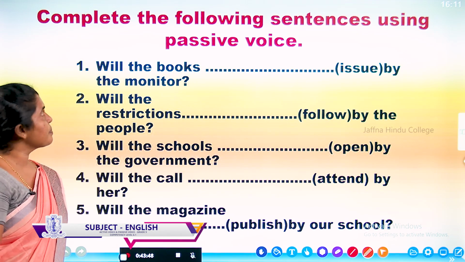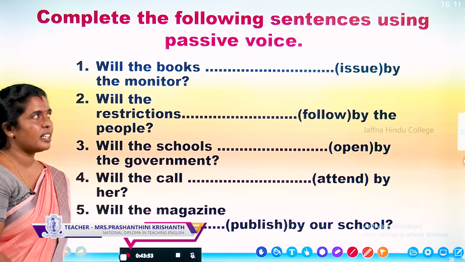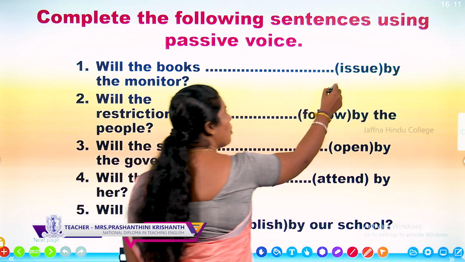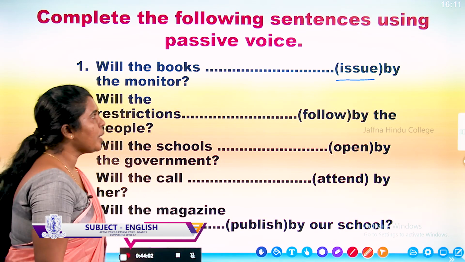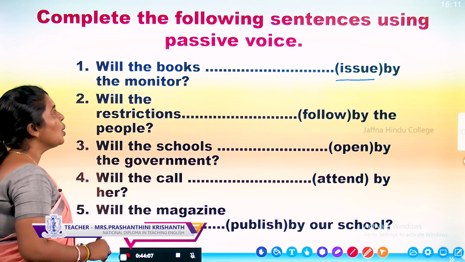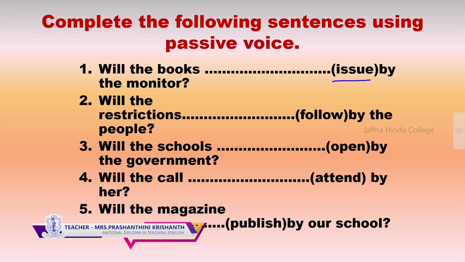Now see the questions. Complete the following sentences using passive voice. Here they have given the sentences as well as the verb in the brackets. So we have to complete using the passive voice pattern, right? So see there, will the books, you know the pattern, will the books be issued, right? The past participle form of issue is issued by the monitor. Will the books be issued by the monitor?